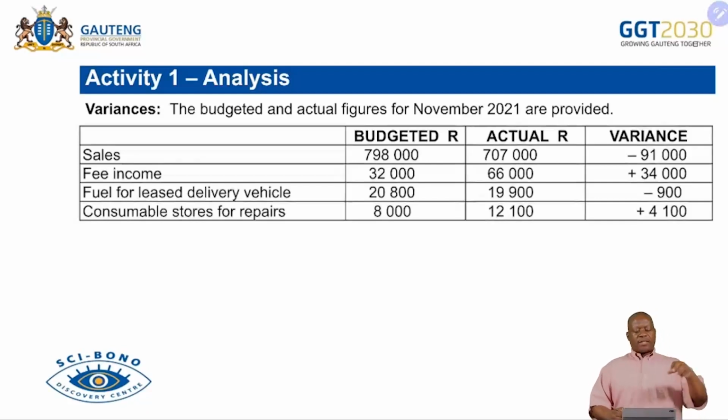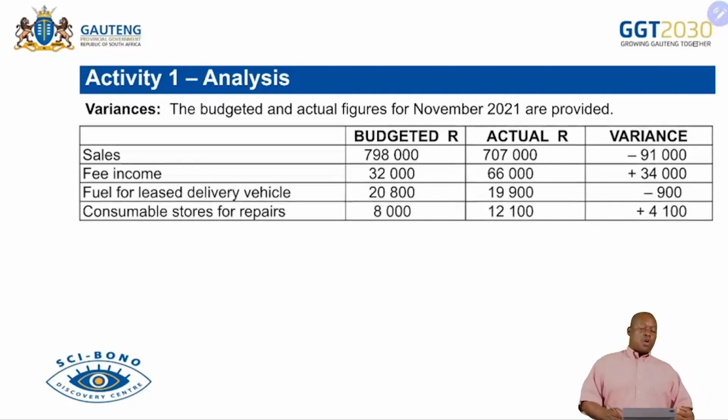Fuel on leased delivery vehicle. We had budgeted fuel for 20,800, but we are actually spending 19,900. Is that a good thing? Yes, we are spending less, which is good, but we'll look into other dynamics.